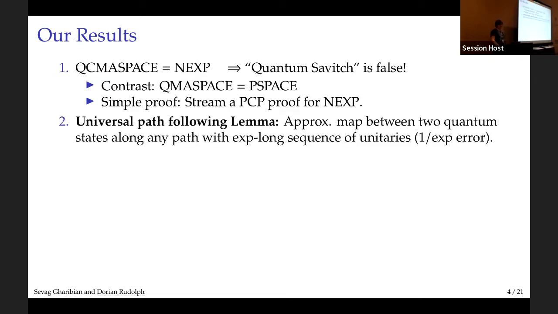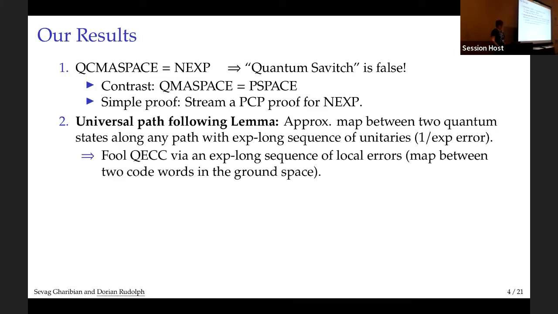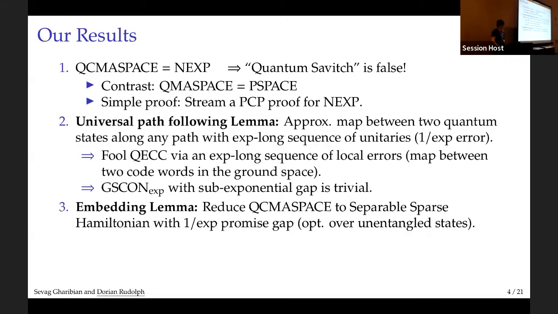The second main result is the universal path following lemma, which allows us to approximately map between two quantum states along any path with an exponentially long sequence of unitaries, with inverse exponential error. One application would be to fool a quantum error correcting code by an exponentially long sequence of local errors, and then map between two code words in the ground space. Another is that the exponential time analog of GSCON with a sub-exponential gap would be trivial, because then we can always map between the two states.